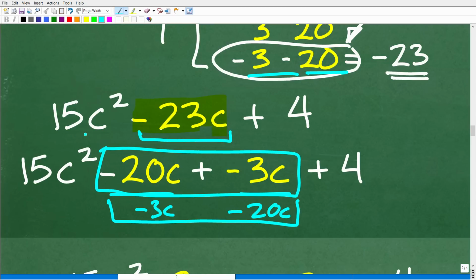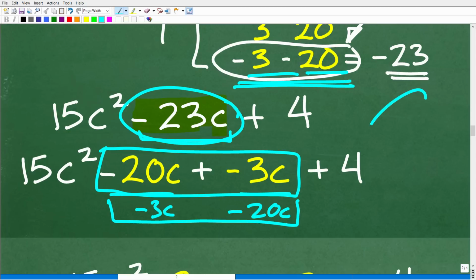Our problem is 15c squared minus 23c plus 4. We're just rewriting this negative 23c. We're breaking it up in this manner, okay? Negative 20c plus negative 3c. And again, we get these numbers by those factors that we took a look at when we multiplied 15 times 4. Okay, so stick with me.